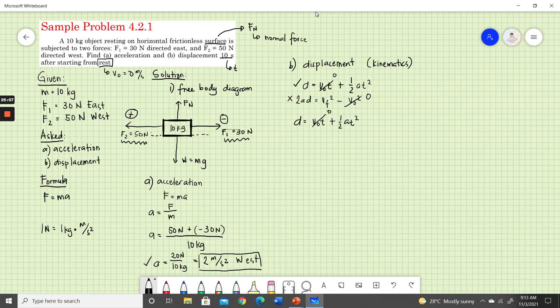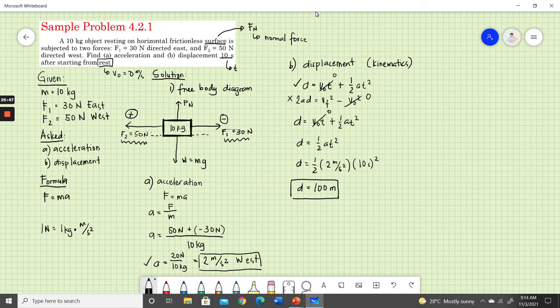Again, our initial velocity is 0. We are left with displacement equal to 1/2 a t squared. Just plugging in your numbers, 1/2 multiplied by 2 meters per second squared, and the time that you're given is 10 seconds squared. Your displacement is equal to 100 meters, and that's 100 meters towards west. So that is your answer for letter B.